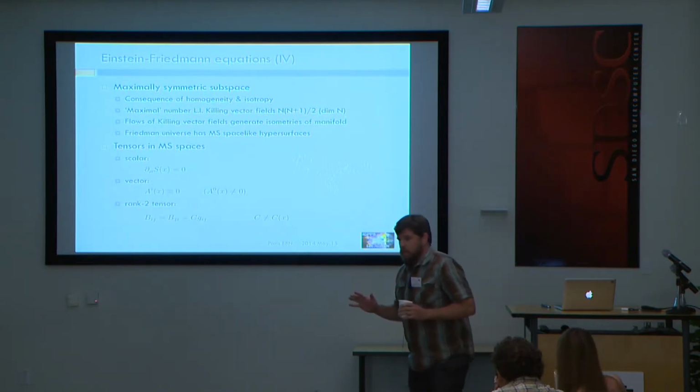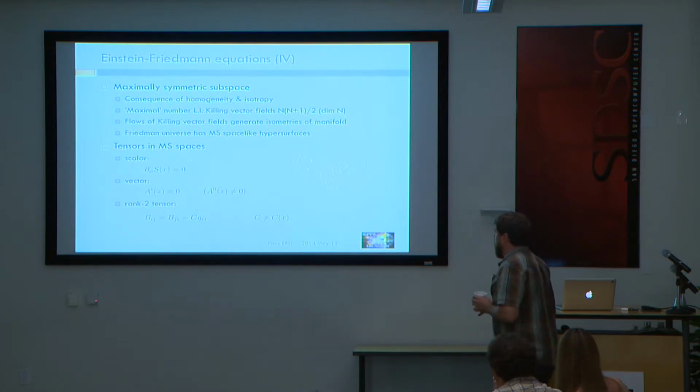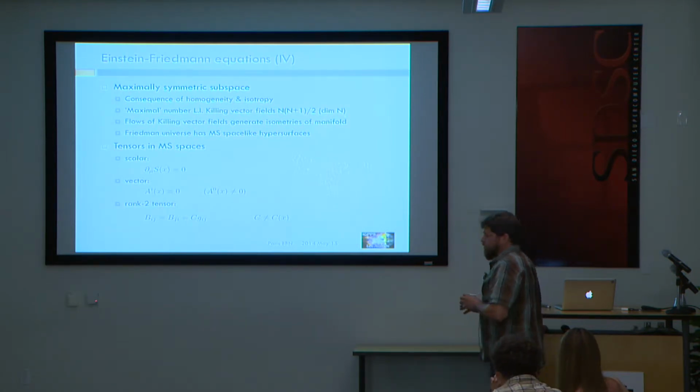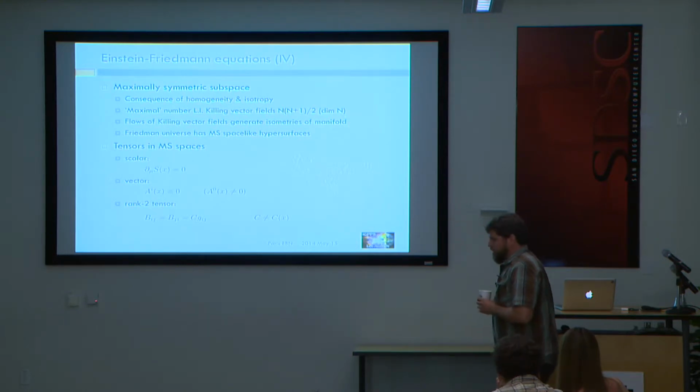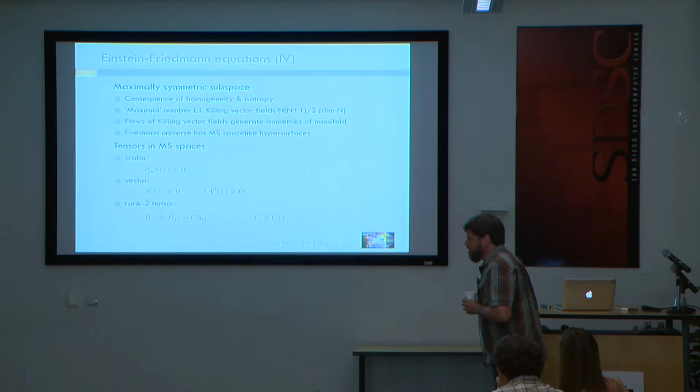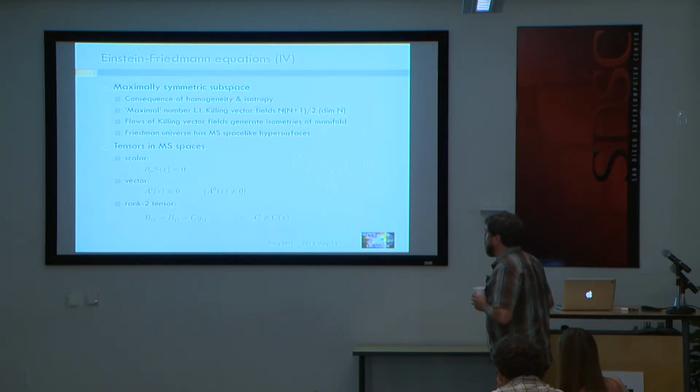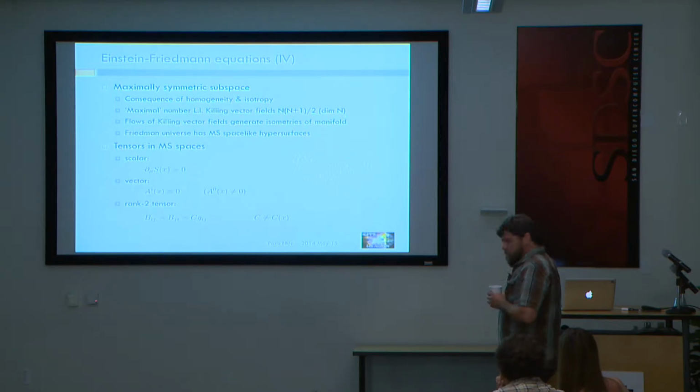That means that you can have at most Killing vector fields that are linearly independent of each other, which is given by n times n plus 1 over 2, the number of components of a symmetric tensor of n dimensions. So you should think of n being 3 in this equation. It's a direct consequence of the homogeneity and isotropy of the universe.